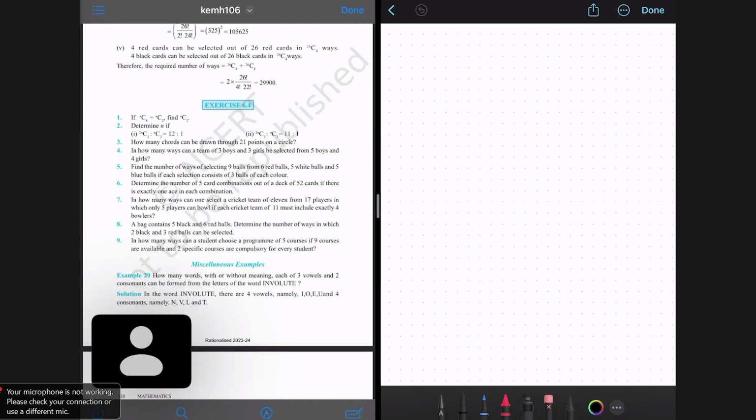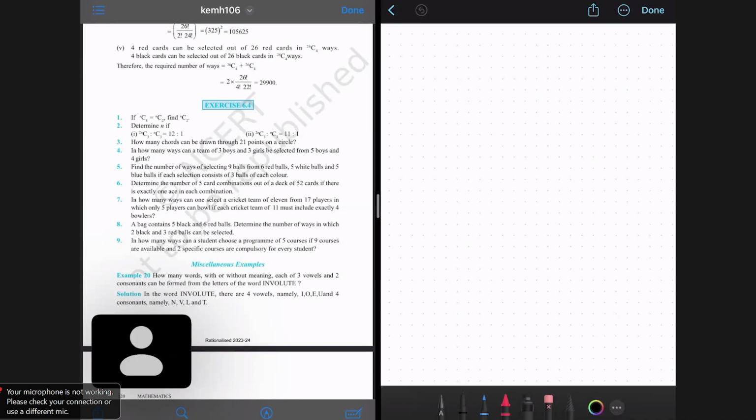So in the previous session, we started with the chapter Permutations and Combinations. This is chapter number 6 in the NCERT book, and we were able to solve exercises 1, 2 and 3. Today in this session, we'll finish this chapter by discussing exercise 6.4 and 6.5. Without wasting any more time, we can directly jump to our exercises and start with them.